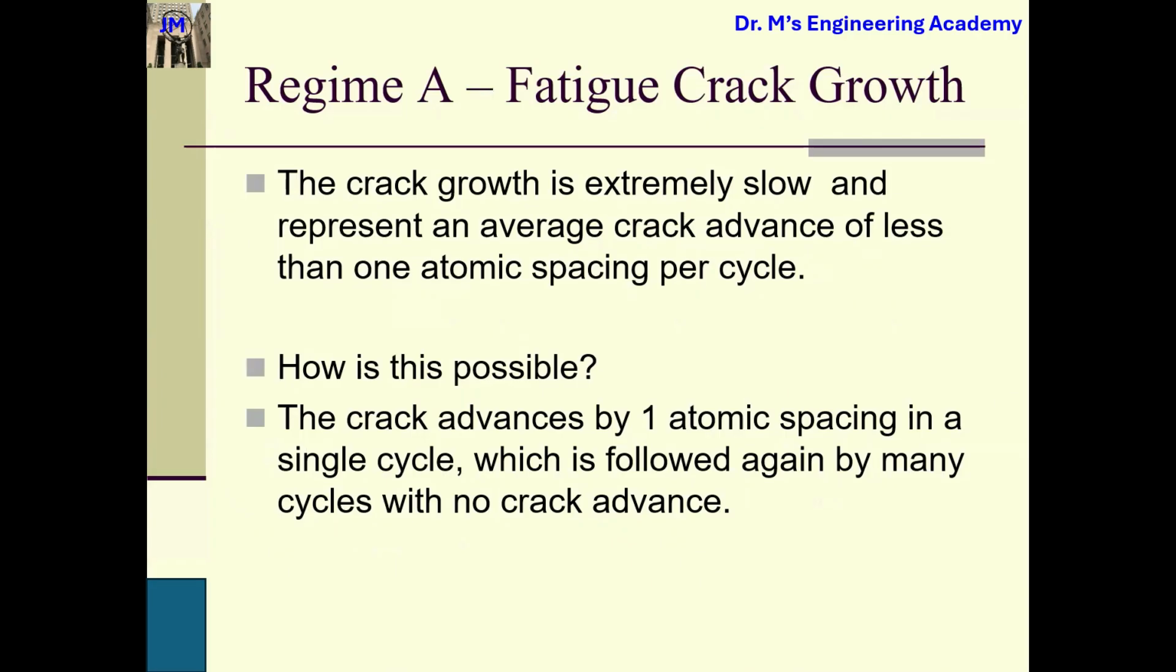So crack growth is extremely slow and represents an average crack advance of less than one atomic spacing per cycle. If you have taken materials science, you know atomic spacing, right? So how is this possible? The crack advances by one atomic spacing in a single cycle, which is followed again by many cycles with no crack advance. So this is for regime A.